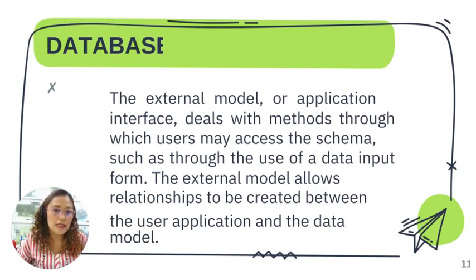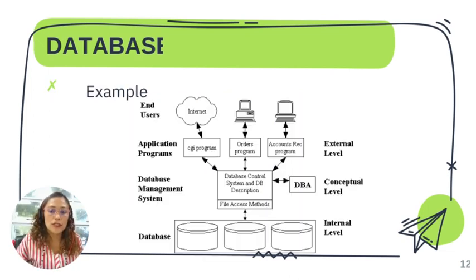Lastly is the external model, or what we call the application interface. This application interface or external model is the part of the database schema in which users interact through a data input form or through application software where you can add data, edit data, or delete data. That's the external model or application interface. By the way, it is usually in the external model where the end users interact with your database.